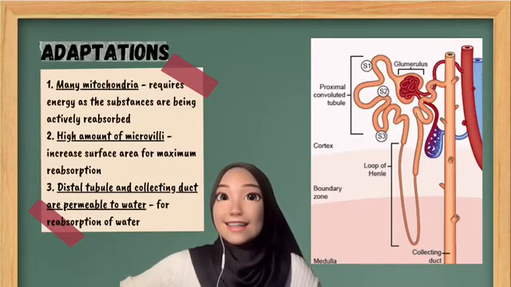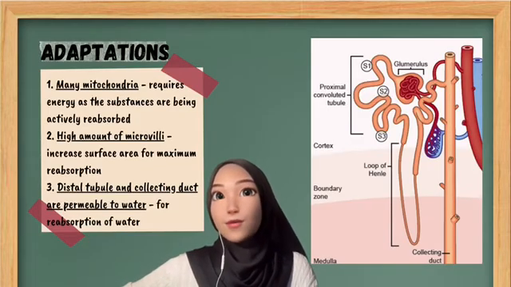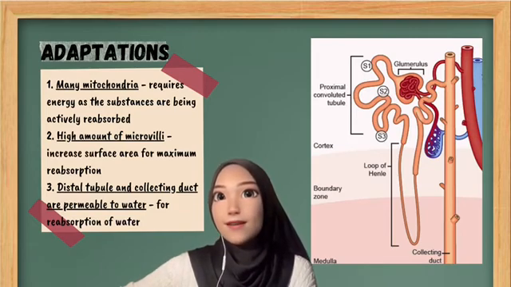So, the adaptations of reabsorption process to occur is that the first one, there are many mitochondria found at the proximal convoluted tubule, as it requires energy as the substances are being actively reabsorbed.